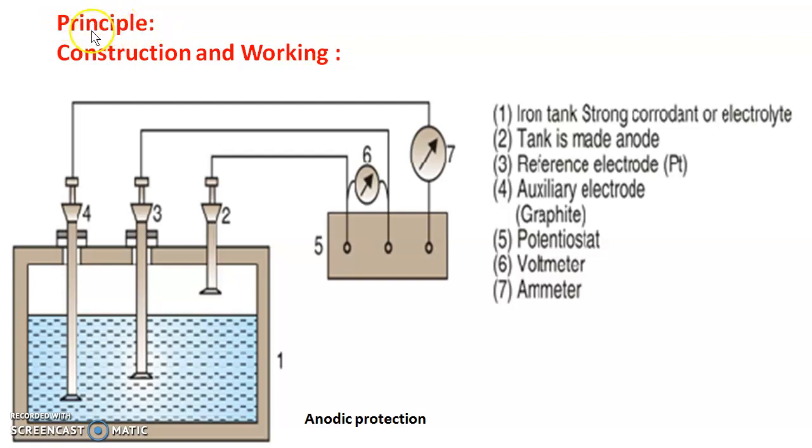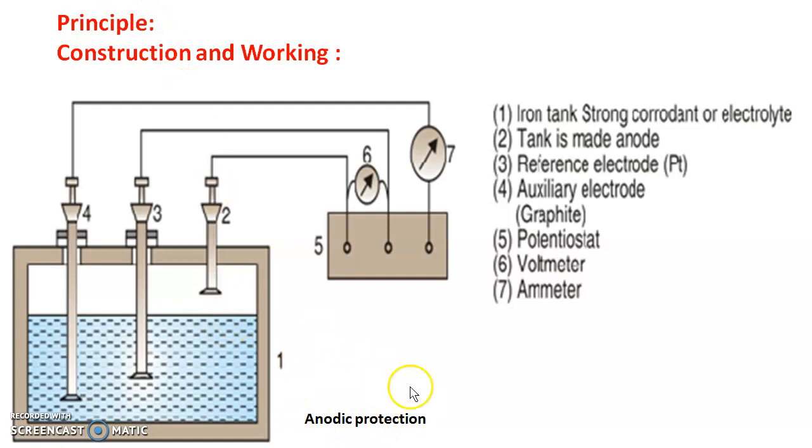I will again repeat the principle of anodic protection. A metal or alloy which has a wide range of passivity voltage is made anodic, and the voltage of the passivity range is applied over it to control its corrosion even by a strongly corroding medium. On that principle, anodic protection works.